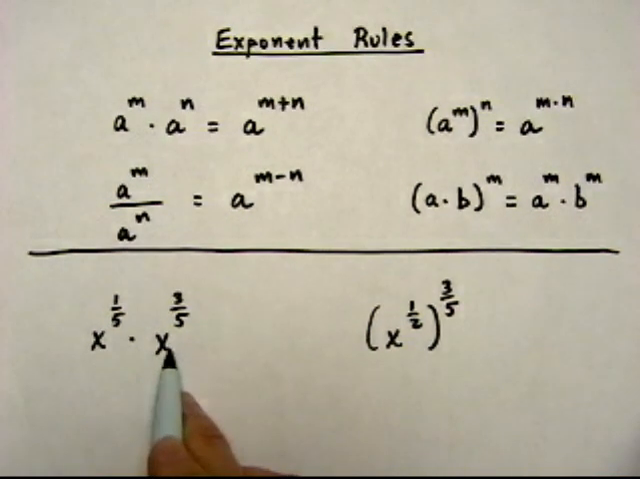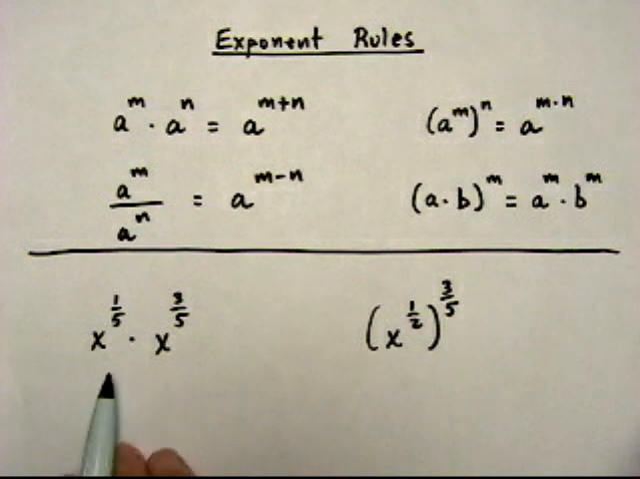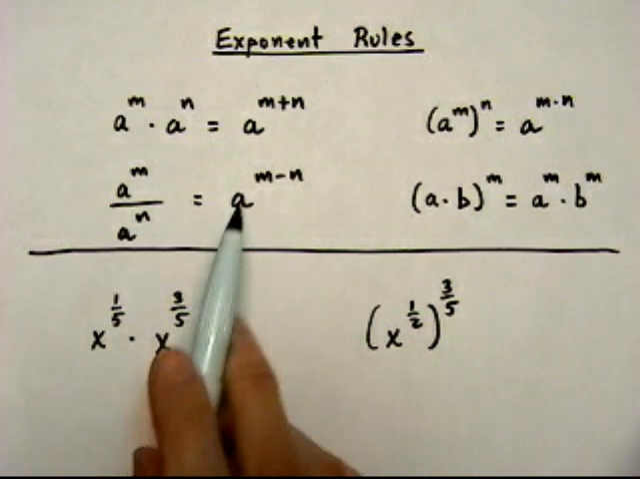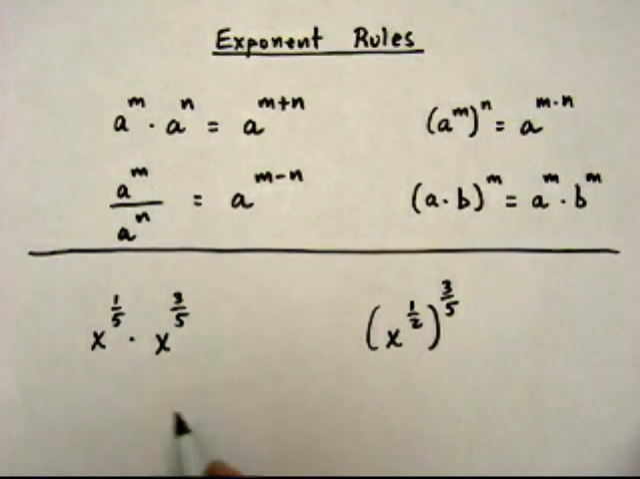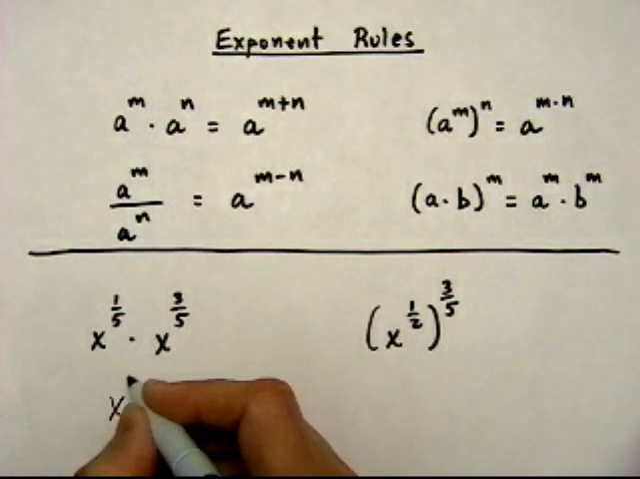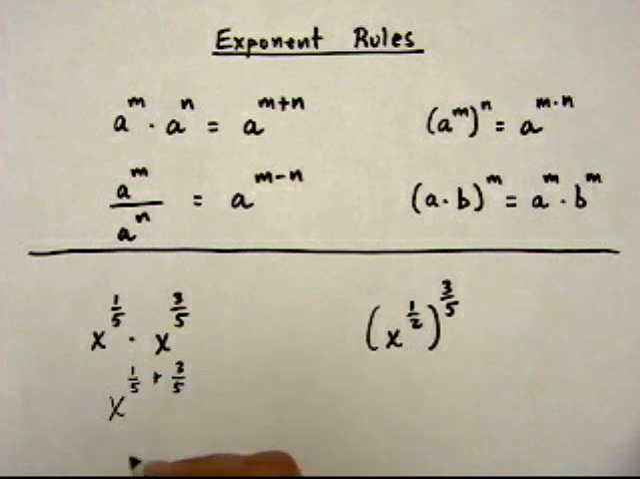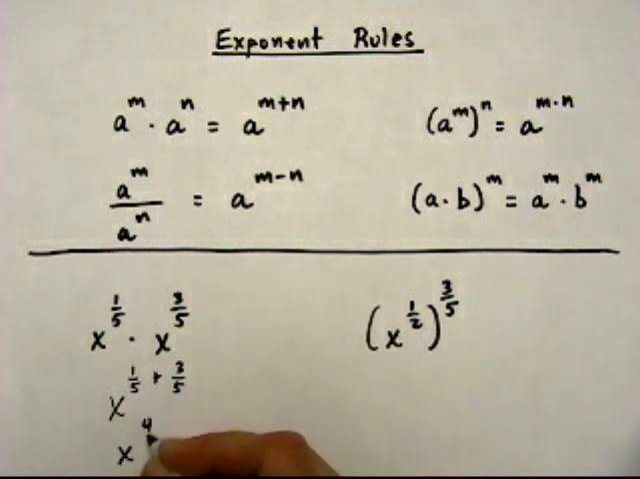x to the 1/5 times x to the 3/5. We have expressions with same bases being multiplied. That means we're going to add the exponents, like this rule right here. So we get x to the 1/5 plus 3/5, or x to the 4/5.